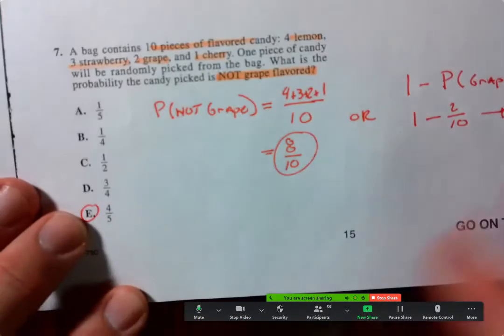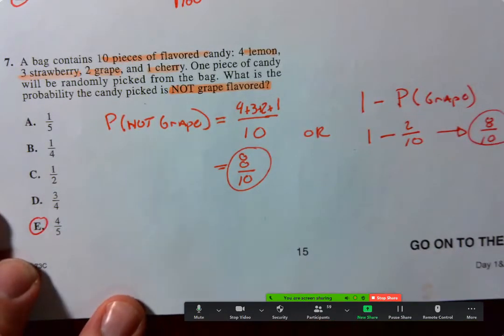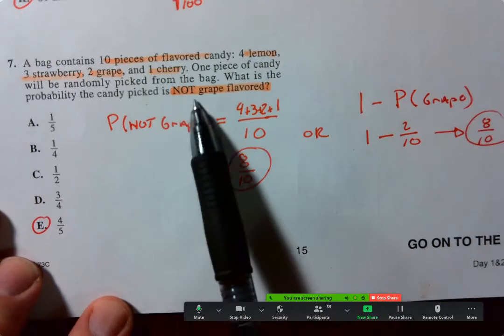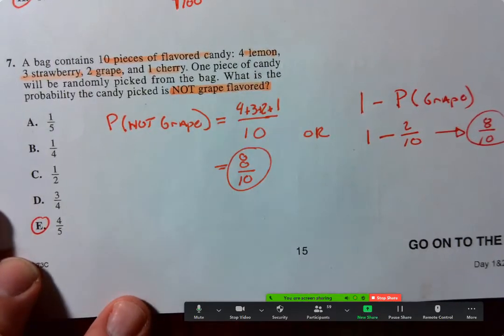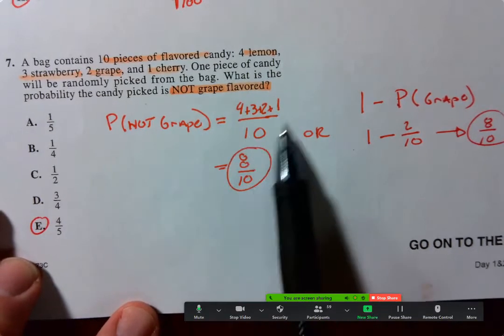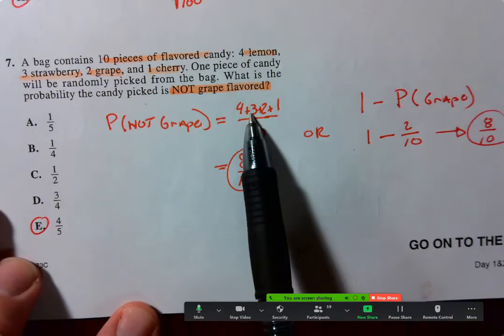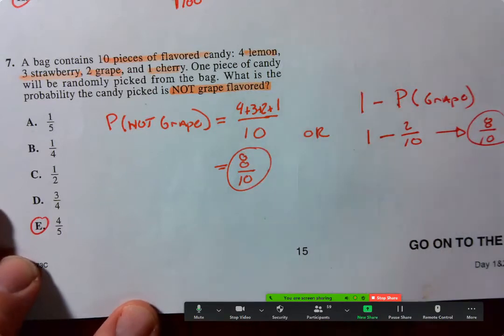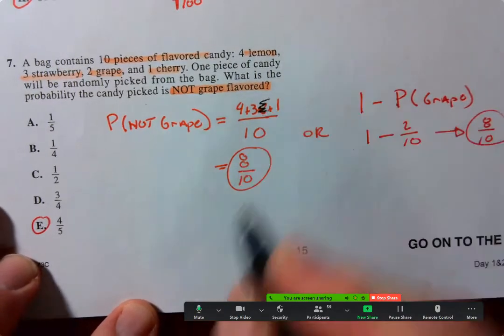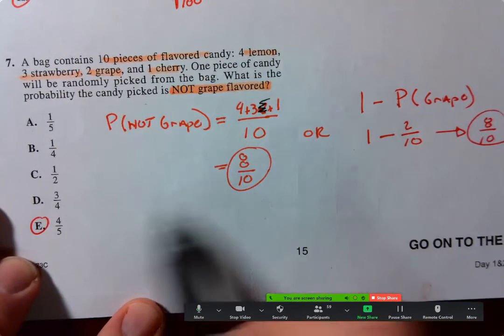Number 7, our first probability question. So we had to find a probability that is not grape flavored. 2 ways to do it. Find the probability of everything that is not grape, right? Like there's 4 lemons and 3 strawberries and 1 cherry, right? So when I add those up, that's 8 out of 10, which is 4/5.